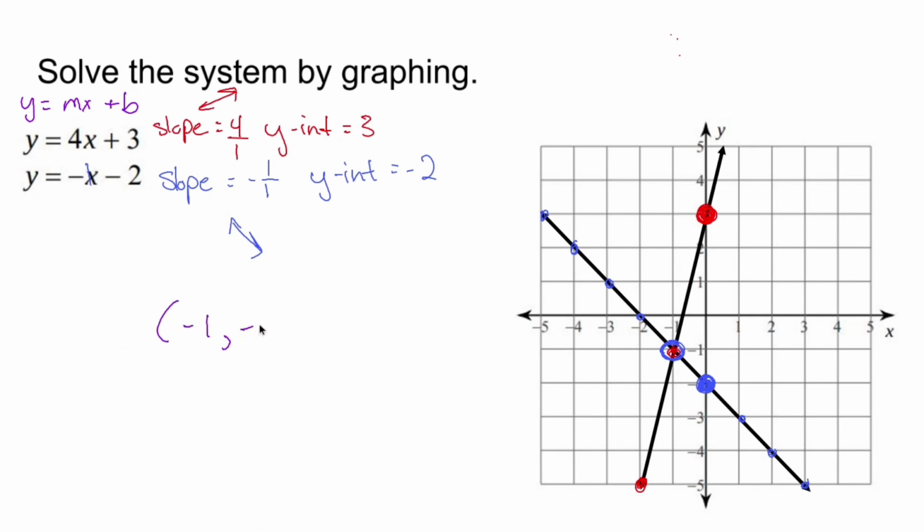Now what this means is if I were to label you X and Y and replace every Y with -1 and replace every X with -1, this would give me a true statement for both of these. That is what a solution is. A solution to a system of equations is where you're given an X and a Y value that makes both of these true. And the way you can figure that out, if you're given stuff in slope-intercept form, is you can just graph them. And hopefully the answers are nice. And in this case, they are. You get -1, -1, and that's going to be your guy.